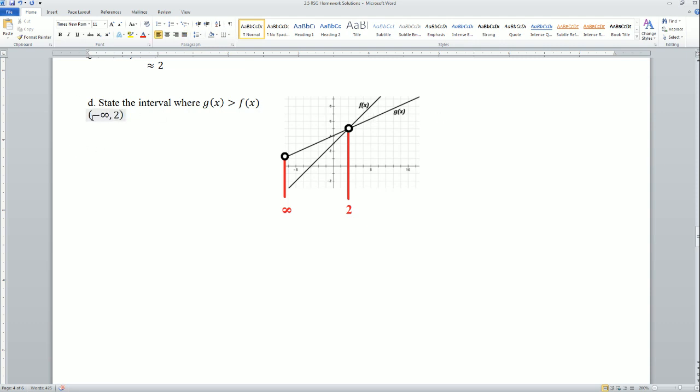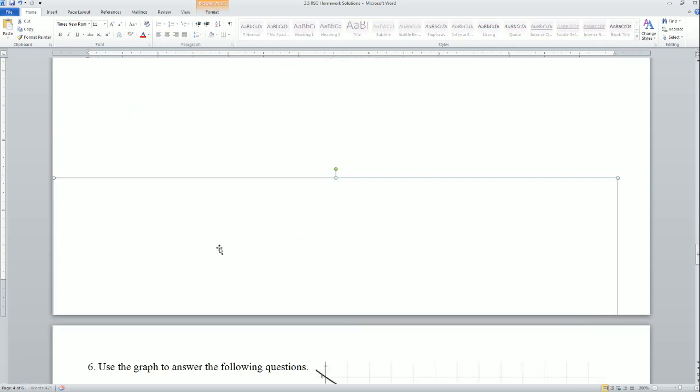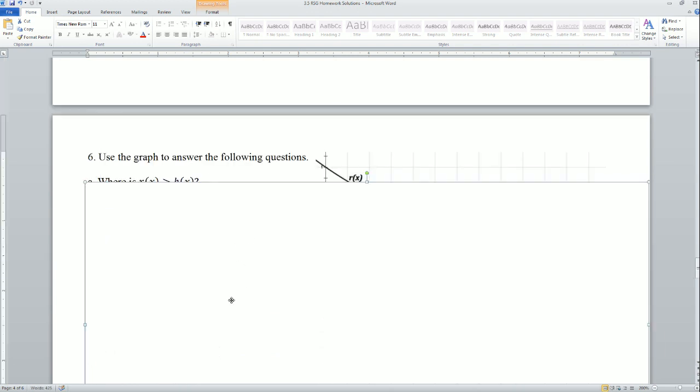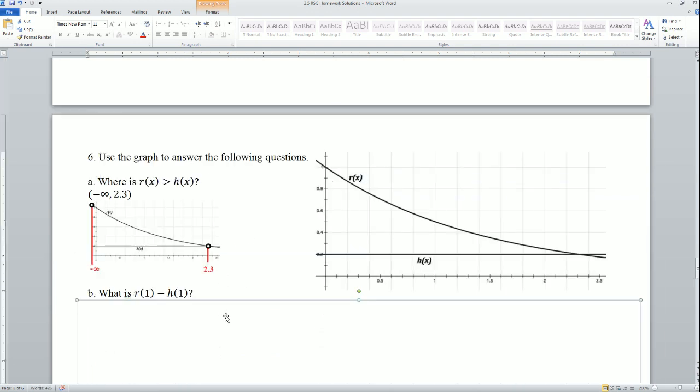Okay, that's how it is. Alright, open at negative 2 and negative infinity, and also S2 as well. Okay, alright, let's look at the other one. Let's look at 6. Where's r of x greater than h of x? So here, all this part here, r of x is still ahead.